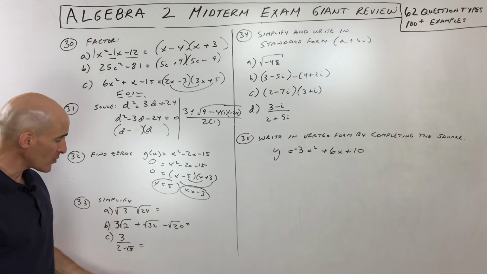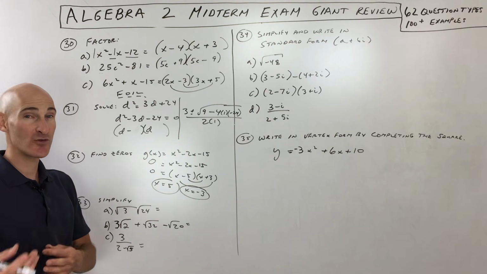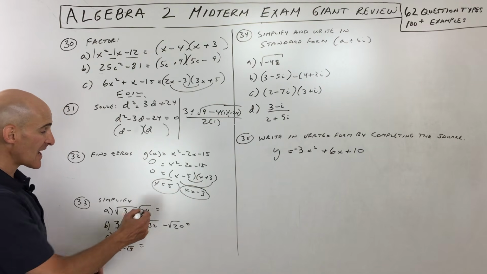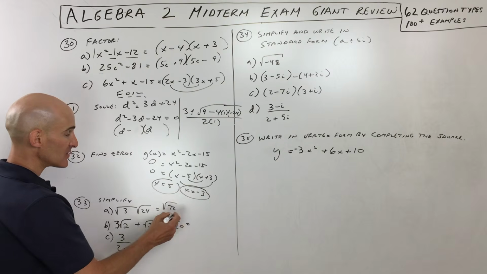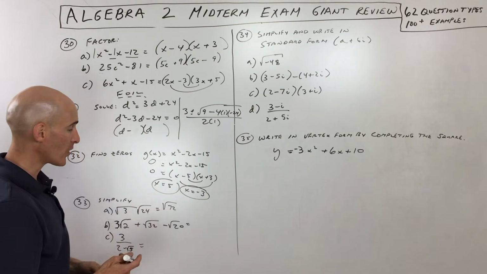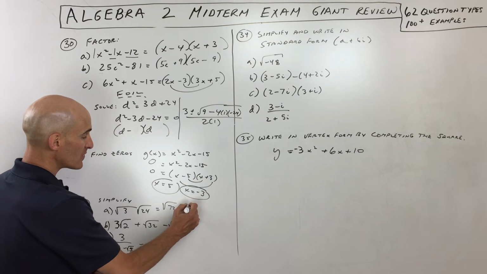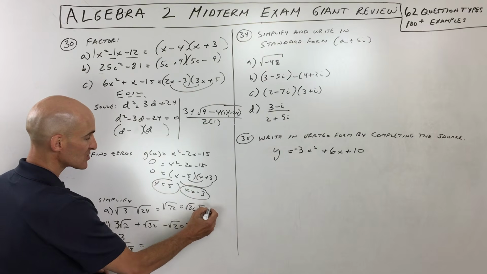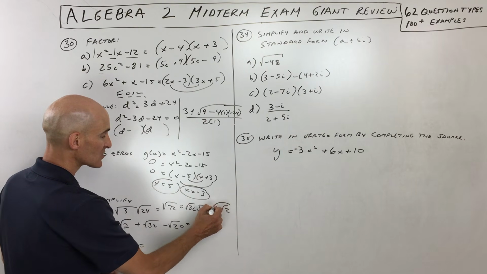Now for number 33, we're getting into radicals. So, reviewing radicals, and it says to simplify. The square root of 3 times the square root of 24 is actually the square root of 72. Now we try to divide out perfect squares, and ideally you want to divide out the largest perfect square, which in this case would be 36 times 2 is 72. The square root of 36 is just going to be 6, so this is 6 square root of 2.